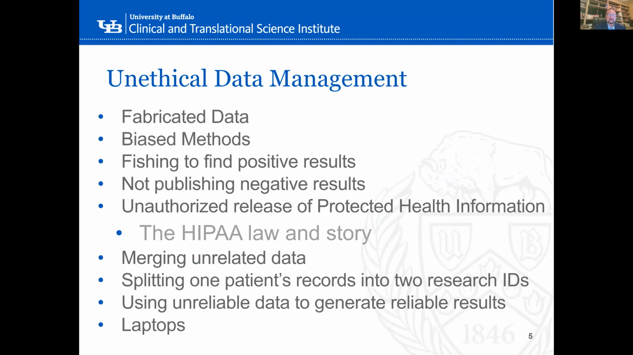So we're going to talk about unethical data management first, so that you can see, in the context of what best practice is, some of the ways that things have gone wrong for people. So we'll talk about fabricated data, biased methods, fishing to find positive results, not publishing negative studies, unauthorized release of protected health information, merging unrelated data, splitting one's record into two research IDs, and using unreliable data to try to generate reliable results, and a special codicil on mobile systems.